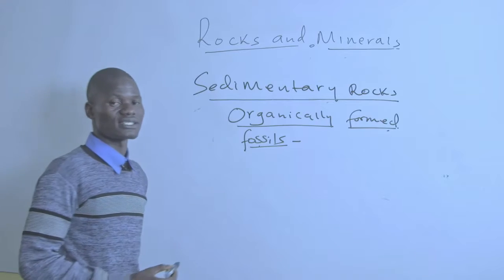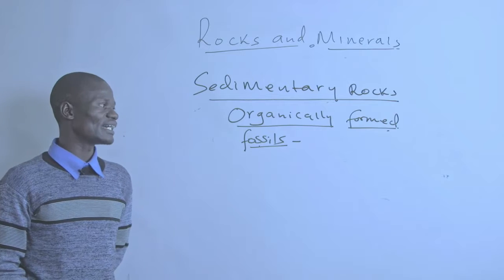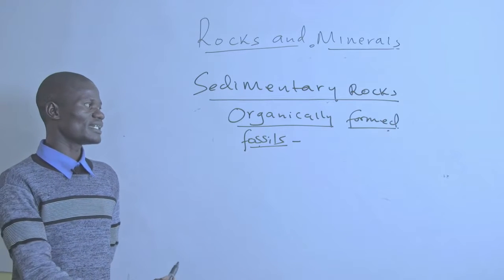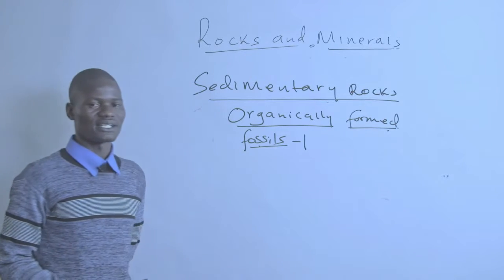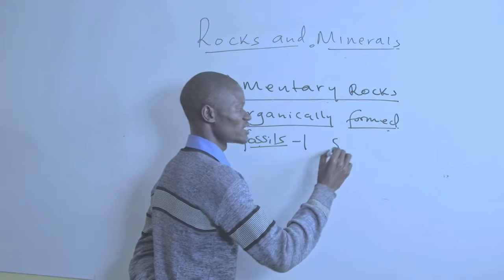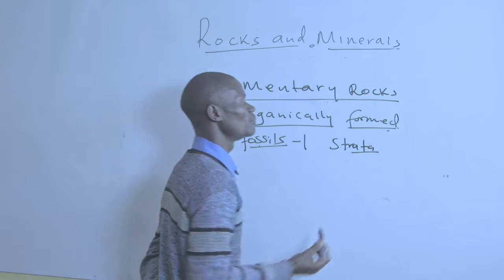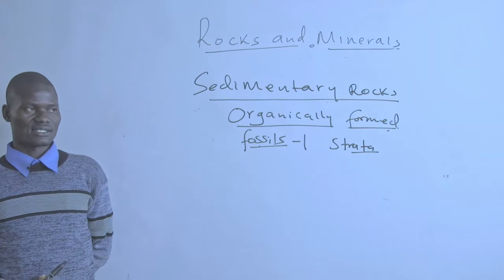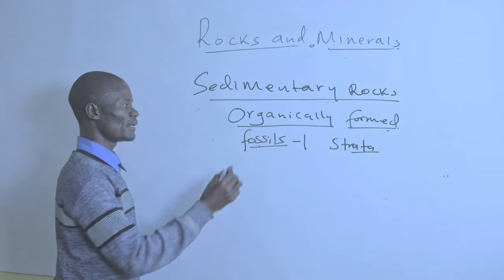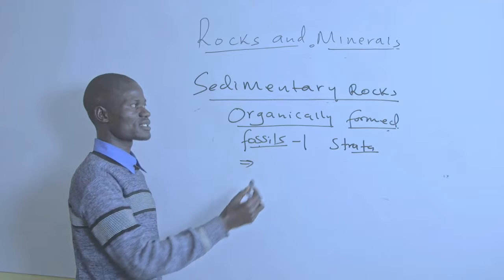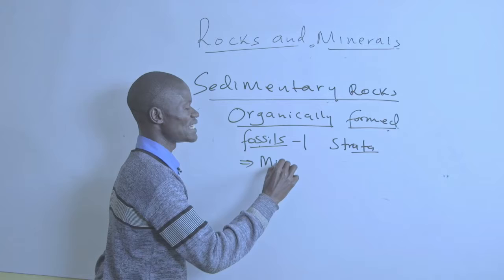And fossils here means the remains of either the dead plants and animals that were laid down in strata, and upon compaction by heat and pressure, form what you call organically formed sedimentary rocks. And most of this type of rock, we will be able to identify them. Most of these rocks will result in what we call minerals.